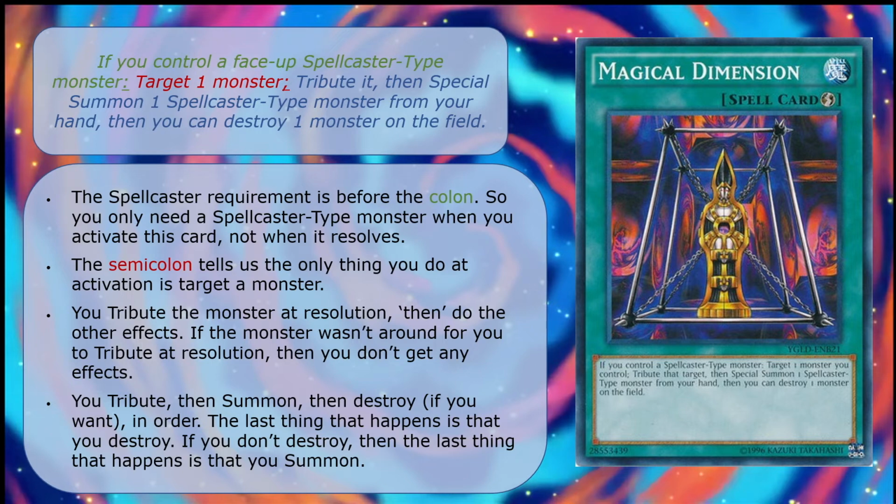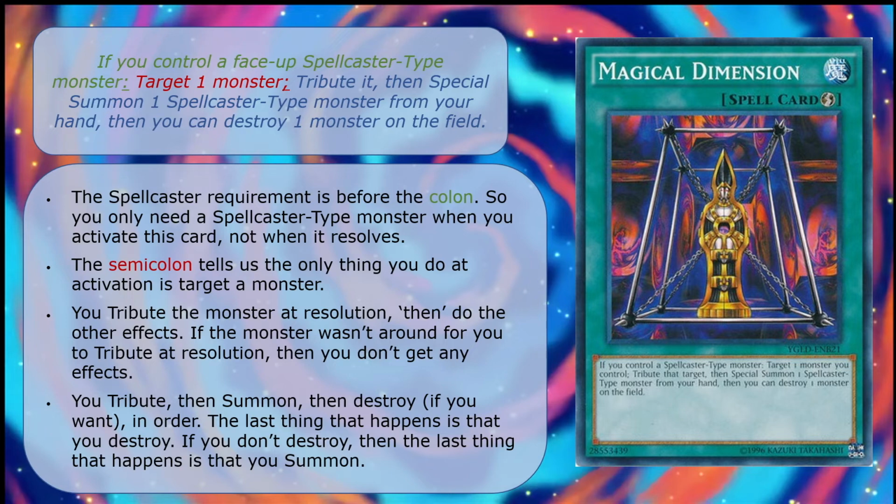Alright, so if we break this down, the spellcaster requirement is before the colon, so you only need a spellcaster type monster when you activate this card, not when it resolves. Again, if they chain link, move something, doesn't matter. It was there at the point of activation, and it's just tough luck. If they misplayed, they misplayed. But that's also good for you to know, because if you move something in front of the colon and it still goes through, that's why. You have to know these things.